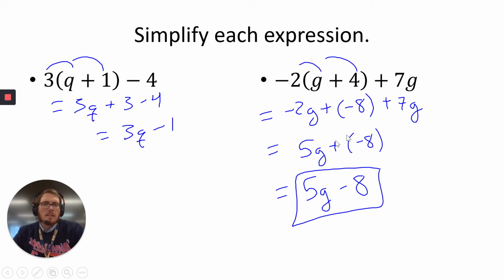Negative 2g plus 7g is 5g plus negative 8. You can leave it like that except for the fact that we're trying to simplify. And it's simpler to write minus 8 instead of plus negative 8. So something to think about for that example.